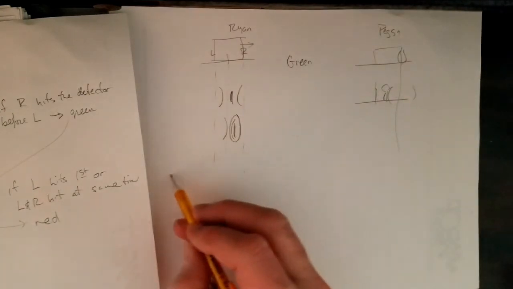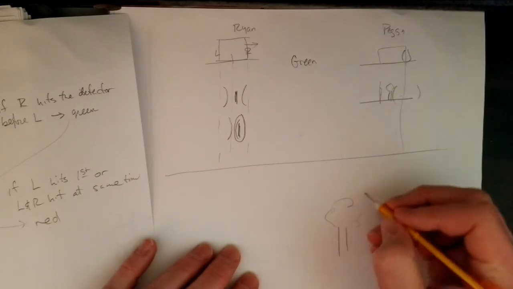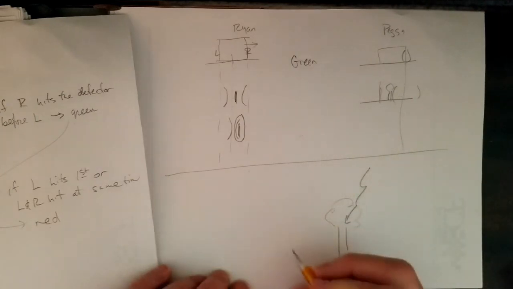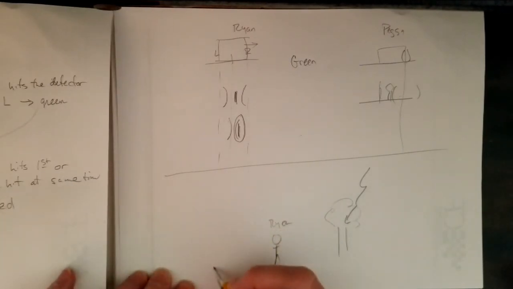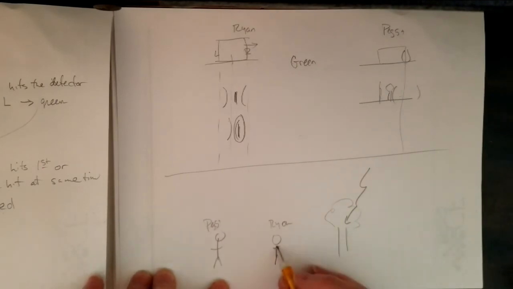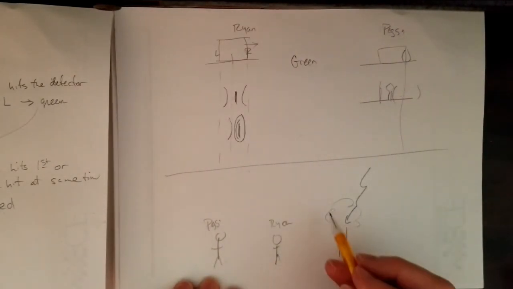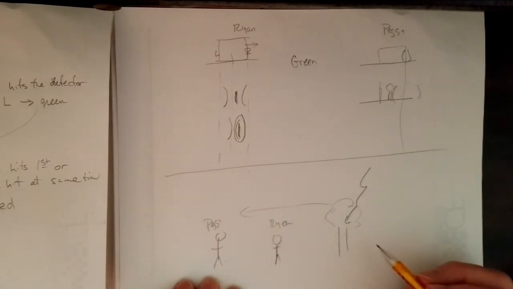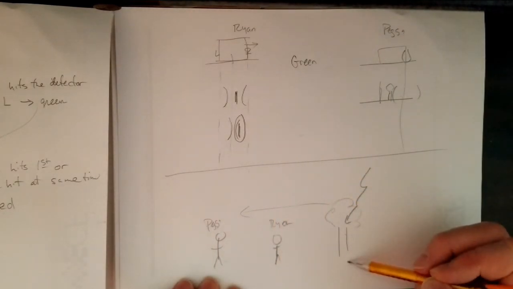Now, I do want to eliminate one thing here. Let's say I have a tree here, and I have lightning strike it, and then I have Ryan and Peggy both observing it. Ryan will see the tree get hit before Peggy does, because light does take time to travel. However, this is not what we're talking about with simultaneity. This is a different situation here.